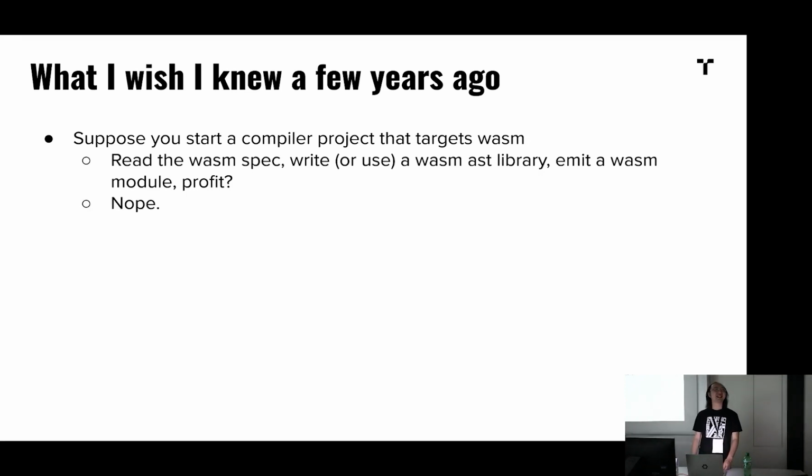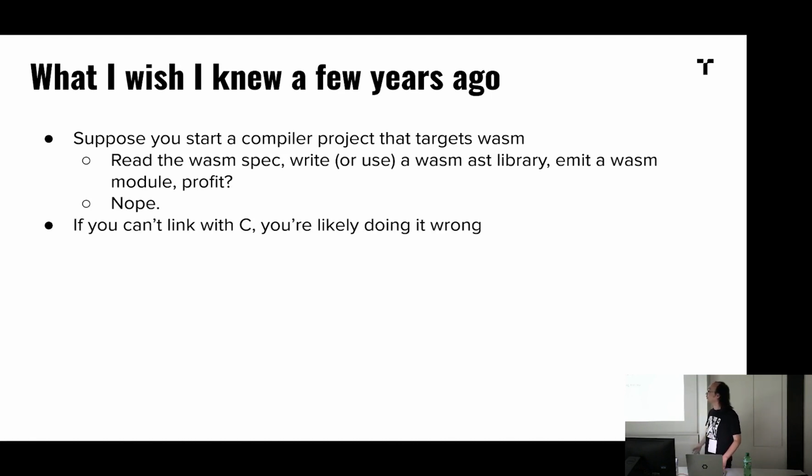Sadly, the answer is nope, because we are missing a big piece in this whole jigsaw puzzle: linking. We have to emit different object files, and these different object files are going to contain entities, data sections, functions, things like these that reference each other by their symbols. And this is something that has been missing from the official WebAssembly specification. And I wish I had known this critical thing a few years ago.